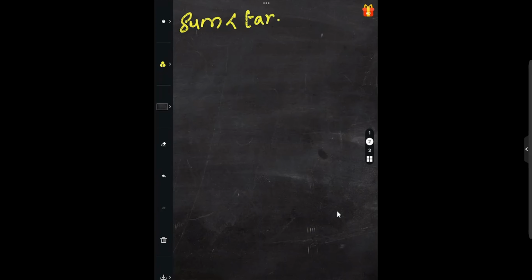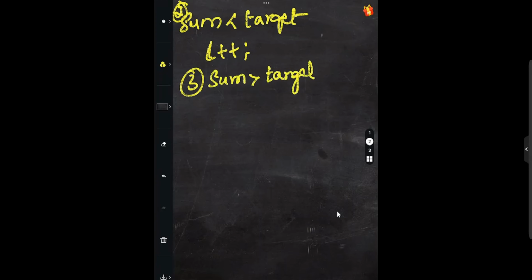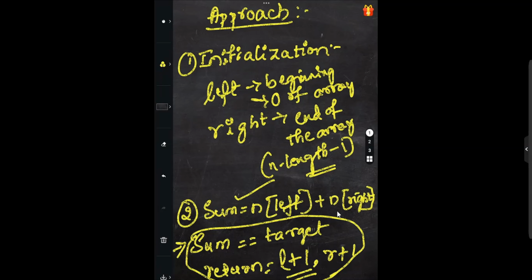When sum is less than target, what will we do here? This is the second thing, right? When sum is less than target, we will increment the left pointer to increase the sum. This is the second condition. And when sum is greater than target, we will decrement the right pointer. These three things we have to keep in mind. The first thing is computing the sum of the elements at the two pointers, nothing but numbers of left plus numbers of right, right?